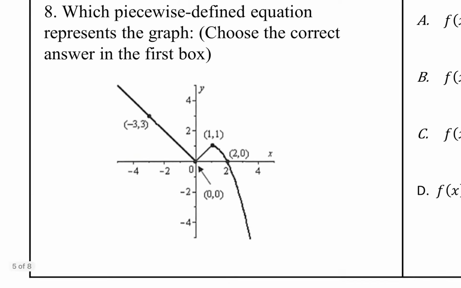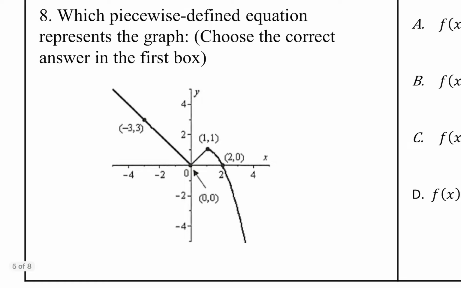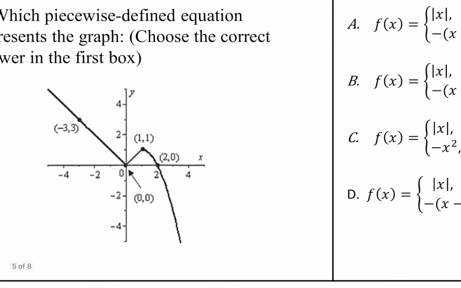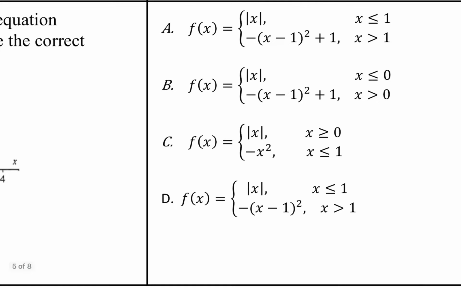All right, number 8 has us choosing the piecewise function equation that represents the graph below from these 4 choices here. One of the first things I notice is that in all the choices, the first thing is the absolute value of x. So I think we can agree that the absolute value of x is probably how we're starting this problem, or how this graph is going to look when we start it. And let's take a look at that.